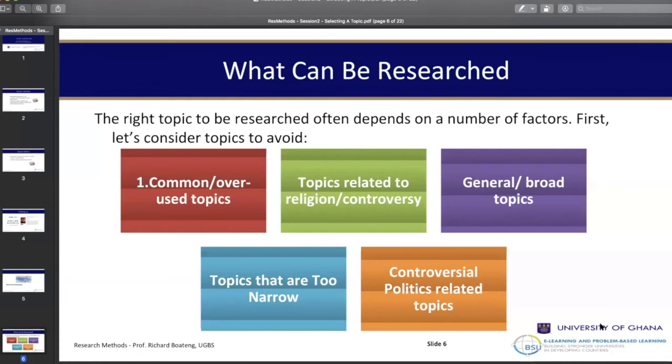Then broad topics. Some topics are textbooks. They're not topics to be studied as a research.